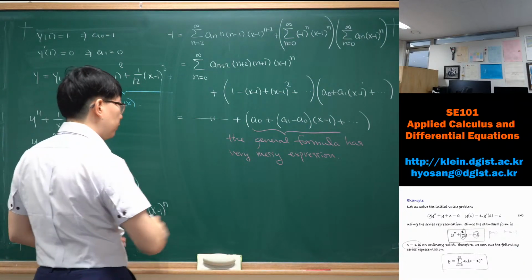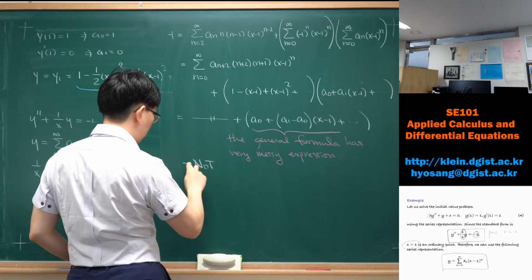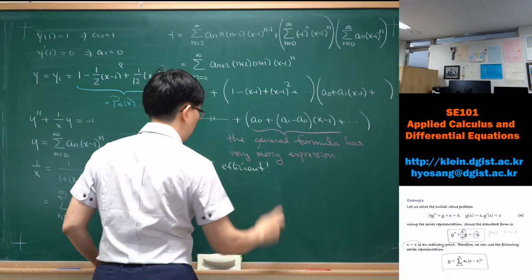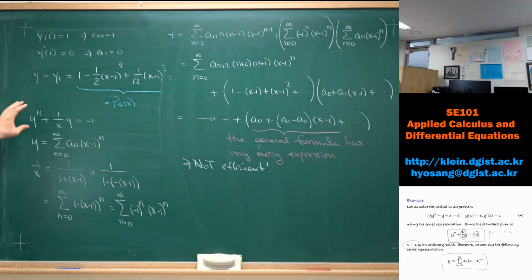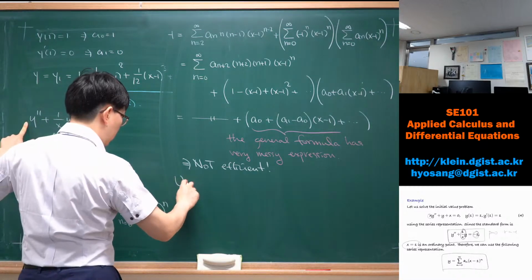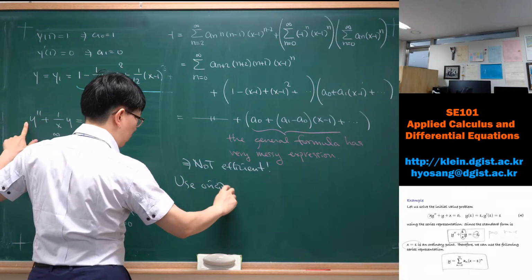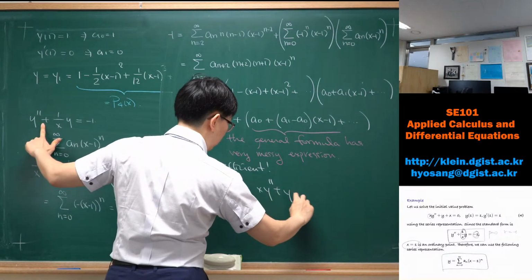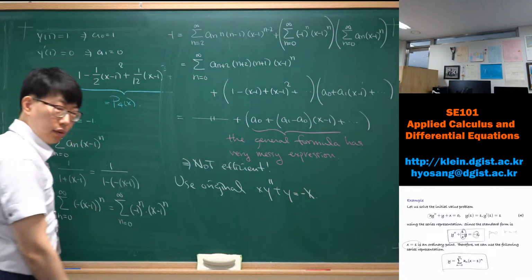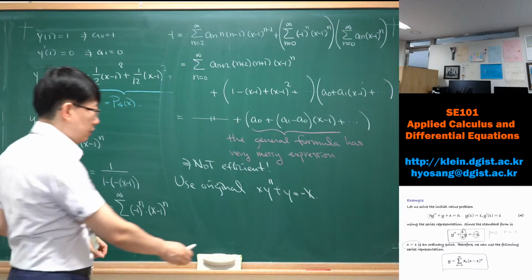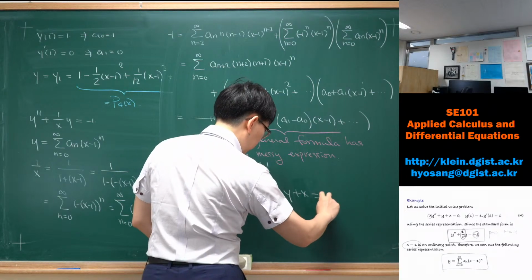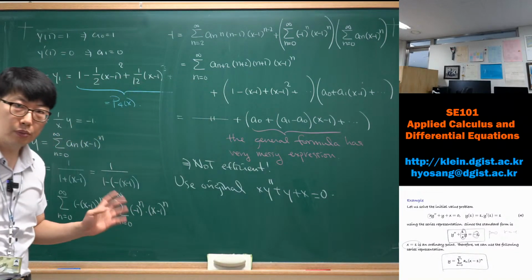So we're not going to use this. Not efficient. Let's try to use the original formula, which is x times y double prime plus y equals minus x. Or you can just go back to the really original formula, that equals 0. Use this one.